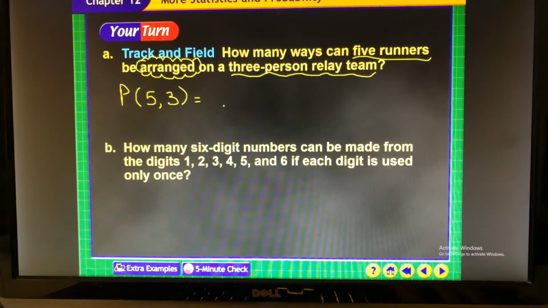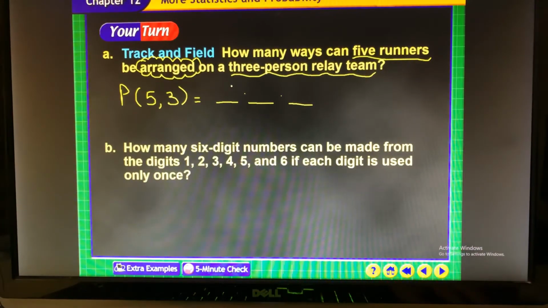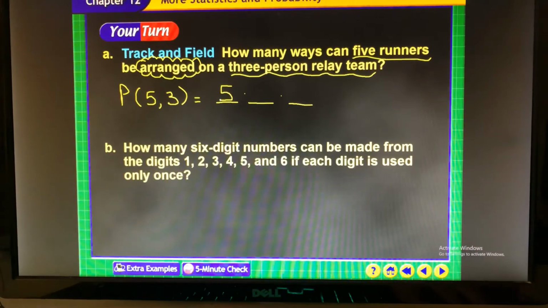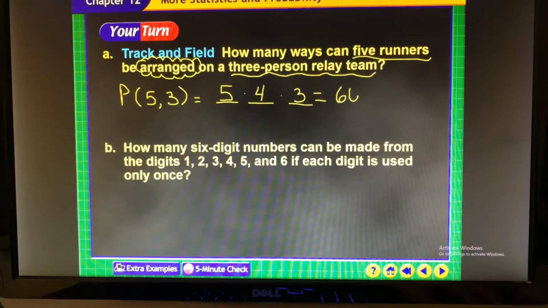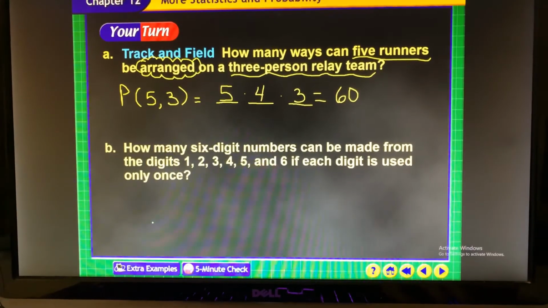The small number tells you how many lines to make. The large number tells you what to start with. So in the first place, I have 5 runners. Now in the second running, I have only 4 runners to choose from. And then in the third place, I only have 3 runners to choose from. So you have a total of 60 different ways to arrange that relay team. So try to do this one, put it on pause.